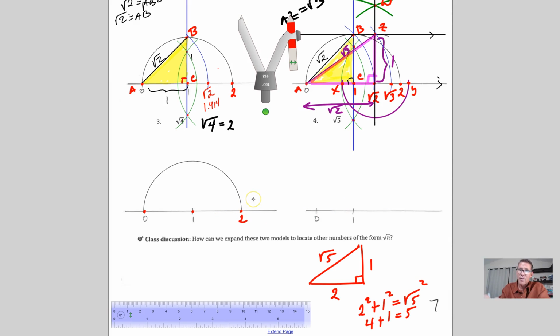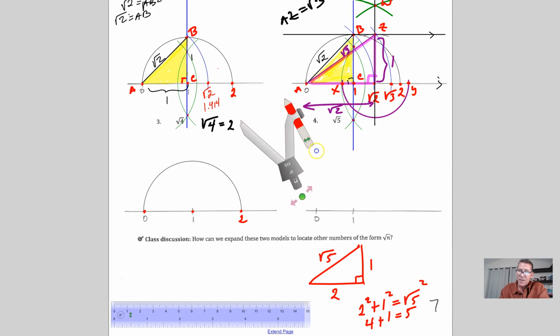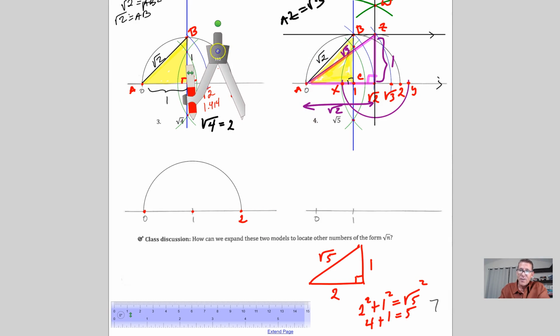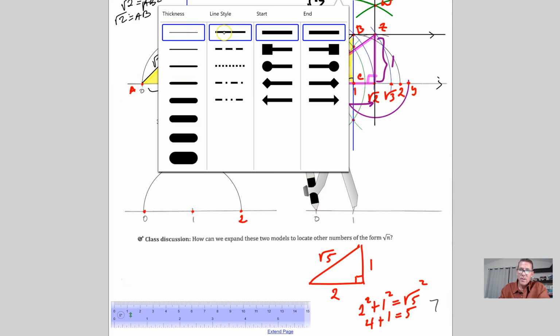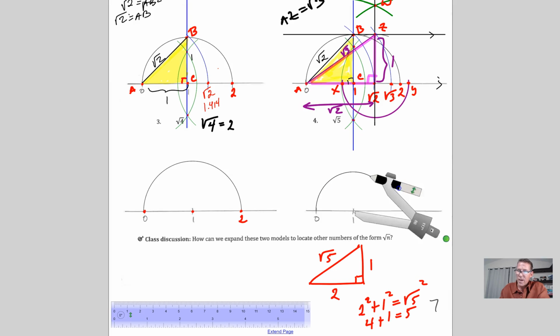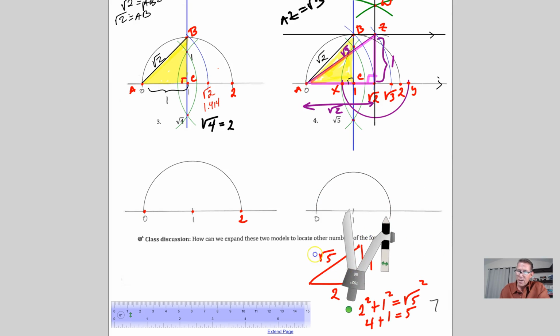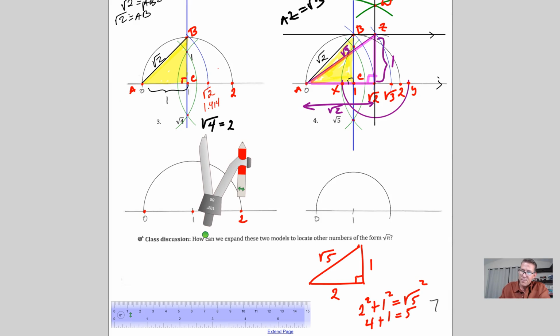We know how to construct 2, and that just requires the compass. Constructing 2 is a piece of cake. All you do is adjust from 0 to 1, wherever that is on the number line. So go ahead and construct an arc, find out where 2 is, and label it. So there's 2, and I labeled 0 and 1.